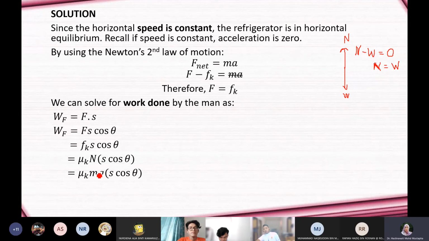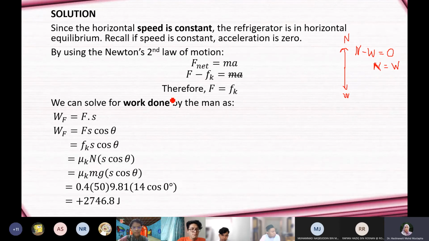W is mg. So mu mg s cos theta. You can substitute because all the values are available. The coefficient of friction is given as 0.4, the mass is 50, g is a constant, 9.81, and s is given as 14. And then cos, what is theta? Theta here is the angle between F and s.